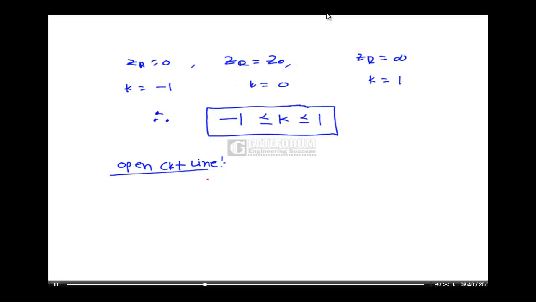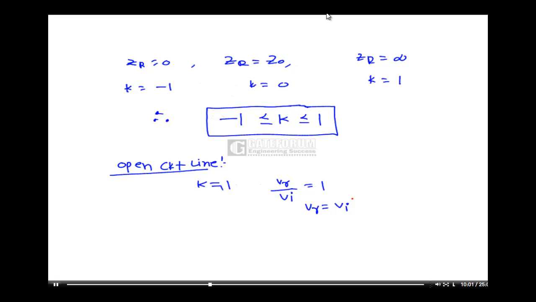Open circuit line means ZR is equal to infinity. What is the K value? K value is equal to 1. VR by VA is equal to 1, so VR is equal to VA. That is, the entire voltage reflects back.